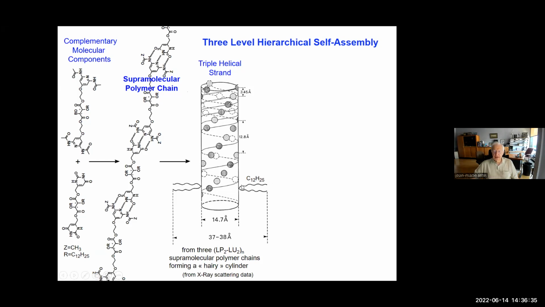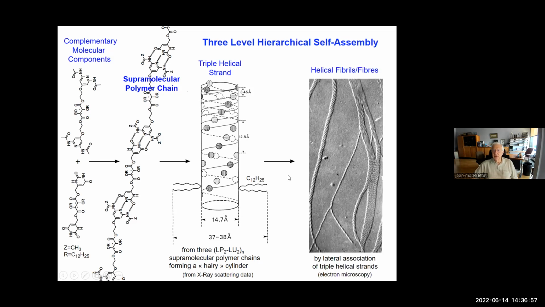The long chains, C12H25, stick out of the strand. In the center of the strand, you have the nucleobases and the aminopyridine, which I have shown earlier. The diameter is about 15 angstroms in the middle, and about 40, 50 outside.